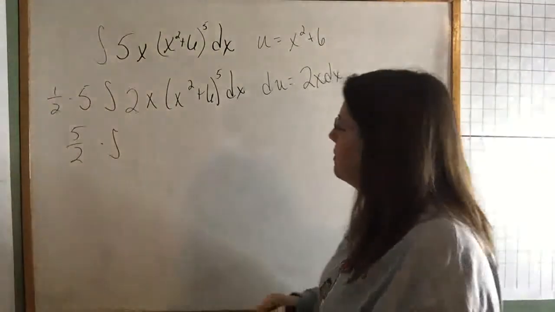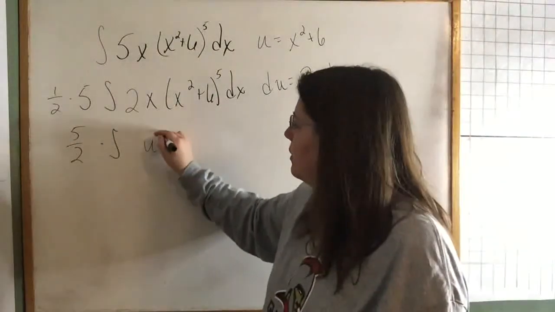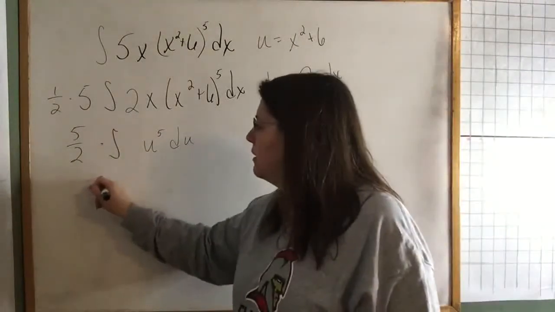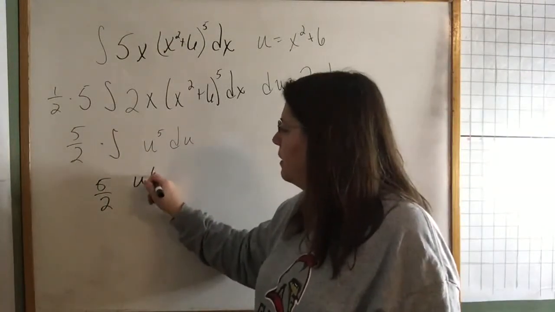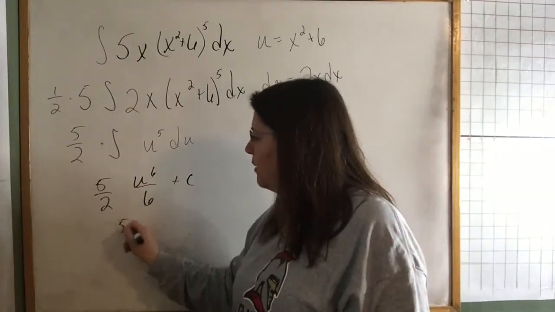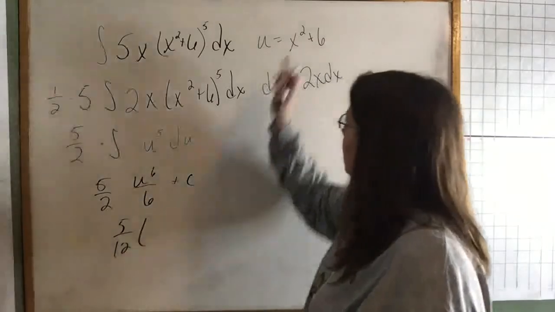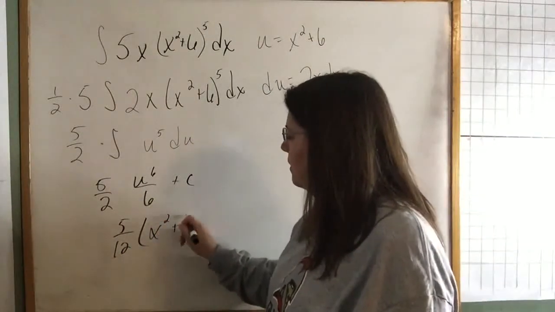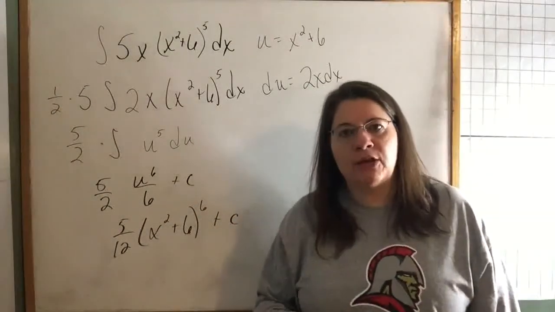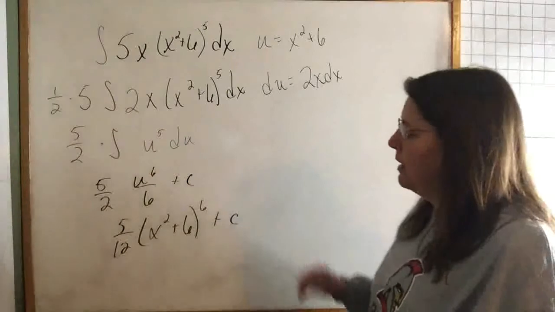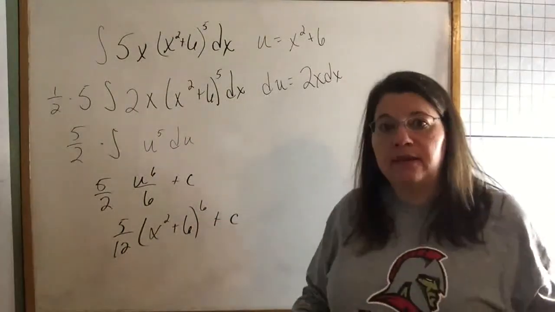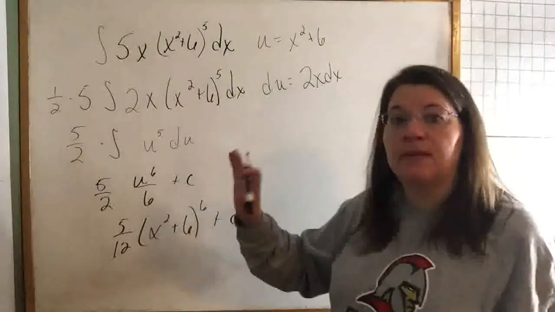And then I'm going to do u substitution. That's u to the 5th du, and I integrate. So we have 5/2 times 1/6 is 5/12. U is x squared plus 6 to the 6th plus c. And again, you could differentiate, make sure you end up with the same thing as at the beginning. So not too bad. It is a little different. The best way to get good at this is to just practice.